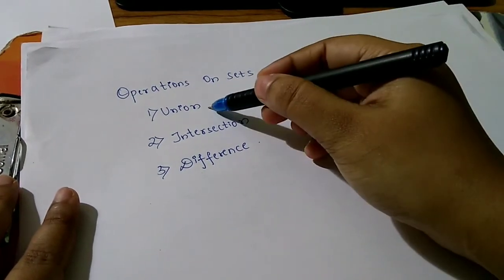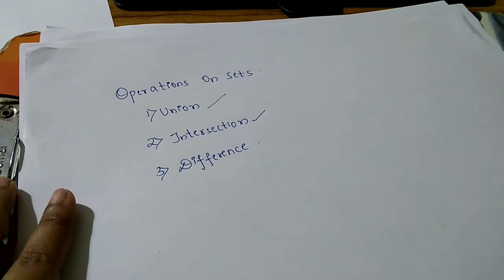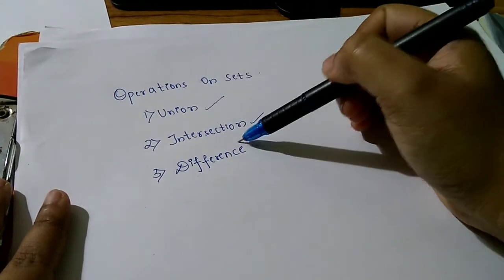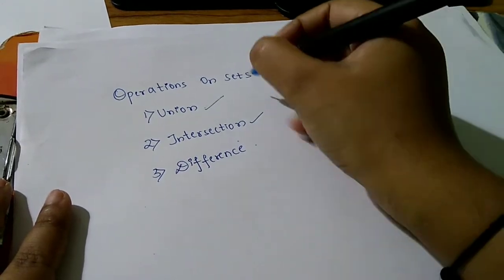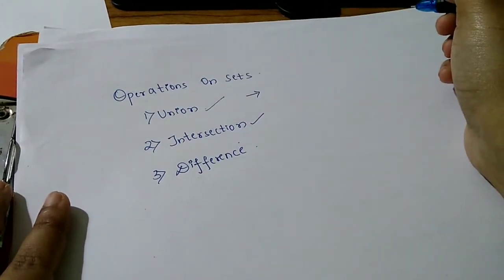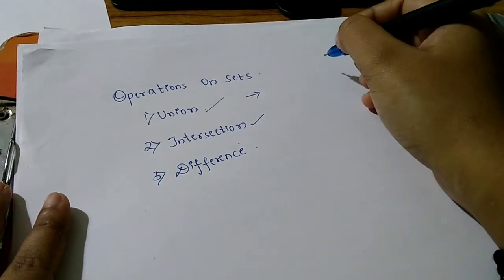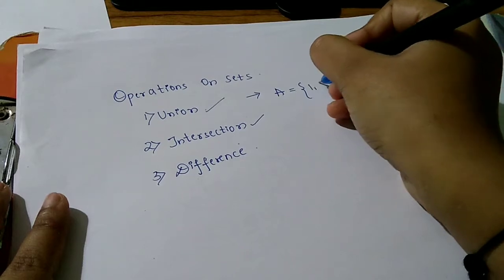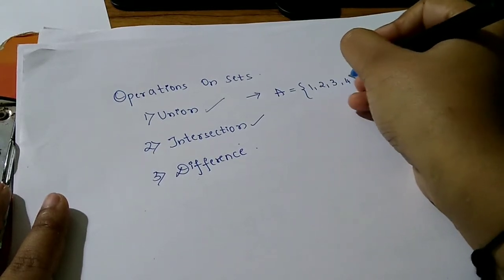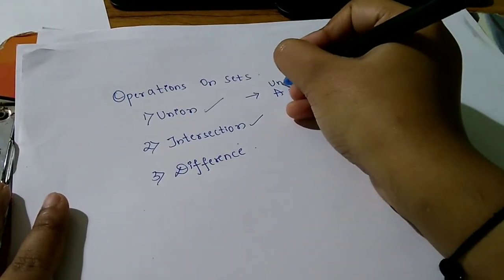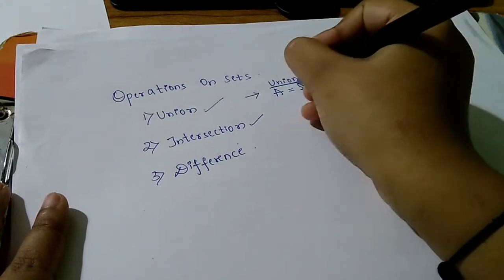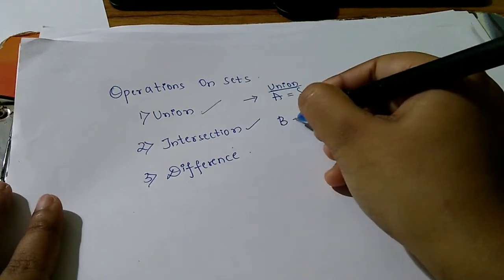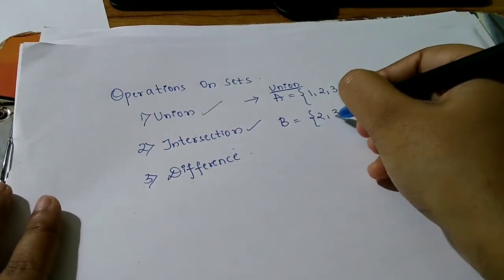I had already explained union and intersection. Let me once again recall what is union of two sets and what is intersection of two sets. First, union of two sets or more than two sets, how to solve it? Suppose A is equal to the elements 1, 2, 3, 4. I am explaining union. If A is equal to 1, 2, 3, 4 and B is one more set with the elements 2, 3, 6.